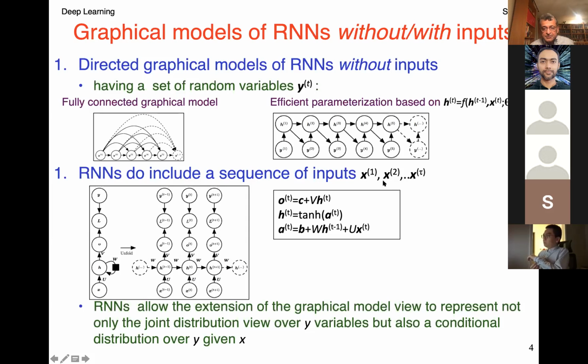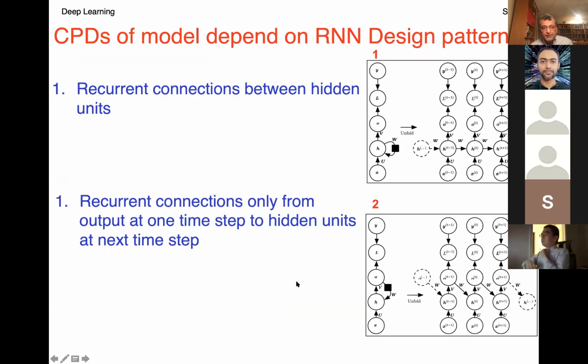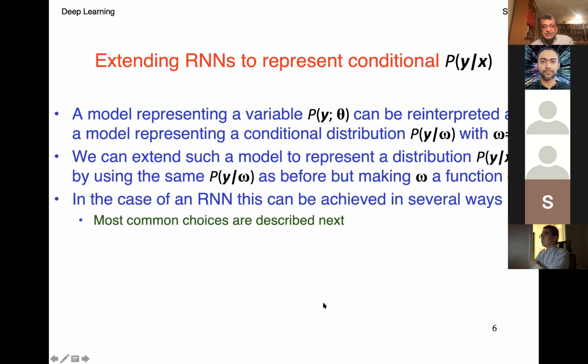RNNs do include a sequence of inputs, x1 through xT, and we show it explicitly like this. RNNs allow the extension of the graphical model view to represent not only the joint distribution over y variables, but also a conditional distribution over y given x. The CPDs of the model depend on the RNN design pattern. We saw this; this is a previously repeated slide. Model 1 has horizontal connections. Model 2 has these diagonal connections. Extending RNNs to represent the conditional P(y | x): a model representing a variable P(y; theta) can be reinterpreted as a model representing a conditional distribution P(y | omega) with omega equal to theta.